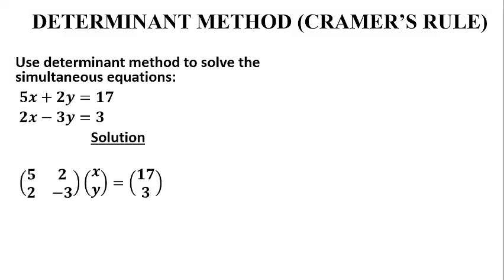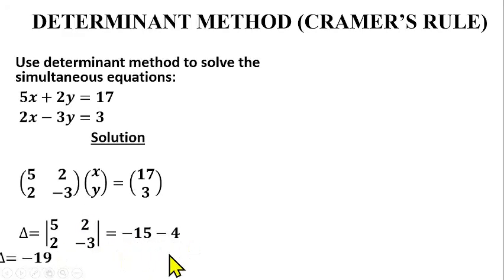Do we understand that? Then after you represent this in matrix form like this, the next thing to do is to find change, and change is the determinant of this matrix, and that is where determinant comes from, determinant method. So you have to find change, which is you find determinant of this 2 by 2 matrix. So change equals to determinant of this 2 by 2 matrix, and if you find determinant of this 2 by 2 matrix, you have a 5 times minus 3, that gives us minus 15, minus 2 times 2 give us 4, and that should give us a minus 19. So that means the change, which is determinant of this matrix, is minus 19.